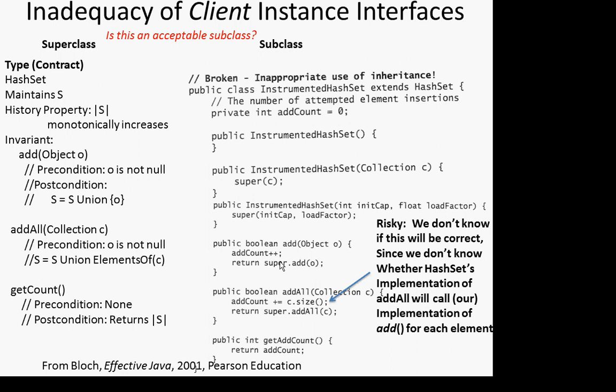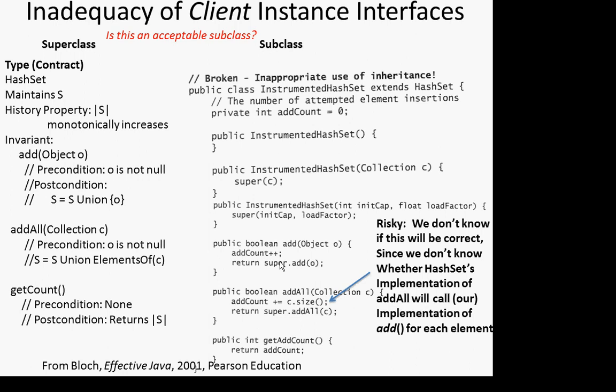So when hash set calls its add, it is going to be calling instrumented hash set dot add, because that's been overridden in our instrumented hash set. And we're dealing with something that's truly of type instrumented hash set. As a result of this, you're going to be calling this add here, right? And here we keep track of the number of things added.